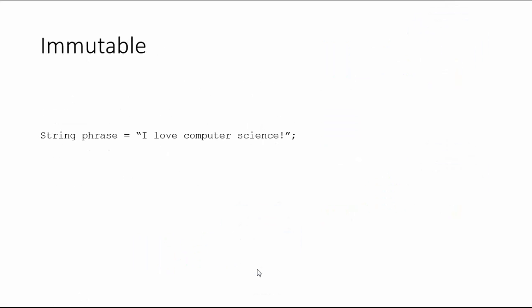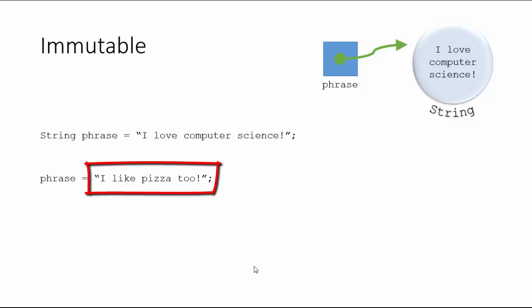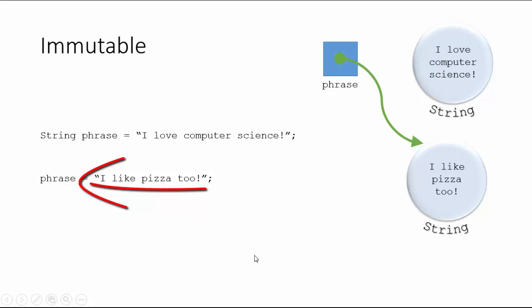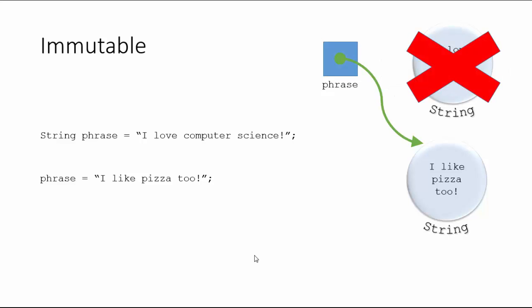Strings are immutable, meaning once they are created, they cannot change. Look at this example. A reference variable phrase is created of type string. A string object with the characters I love computer science is created and its address is put into phrase. In this statement, a new string object is created with the characters I like pizza too. Its address is then put into phrase. There is no reference variable pointing to I love computer science string object, so something called the garbage collector comes by and it removes the object from memory to free up the space.